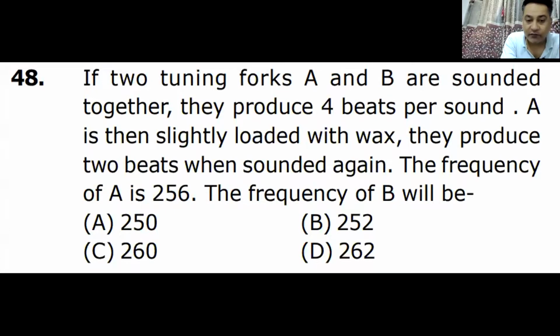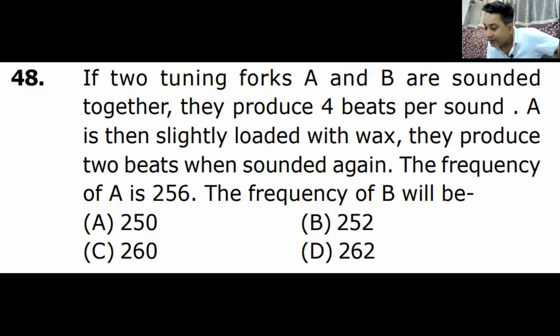So number 48 is what is waiting for you, beta. Two tuning forks A and B are sounded together. They produce 4 beats per second. That is good. A is slightly loaded with wax, remember. Then they produce 2 beats when sounded again. The frequency of A is 256.